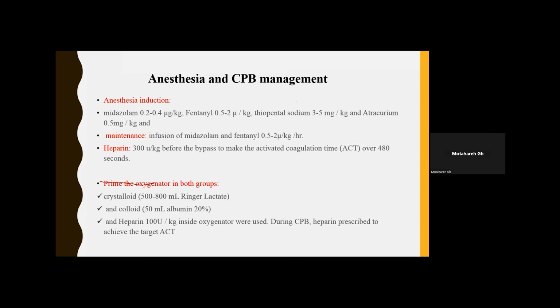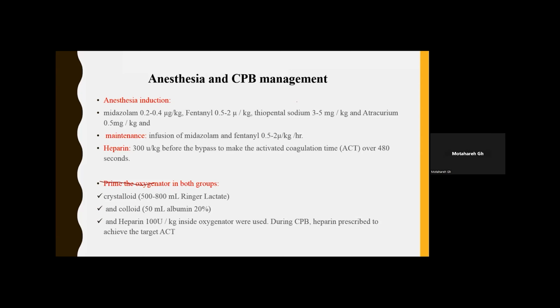Anesthesia induction was done with midazolam, fentanyl, thiopental sodium, and etracorin, and was maintained with infusion of midazolam and fentanyl. All patients received 300 units per kilogram heparin before the bypass to make the activated coagulation time over 480 seconds.